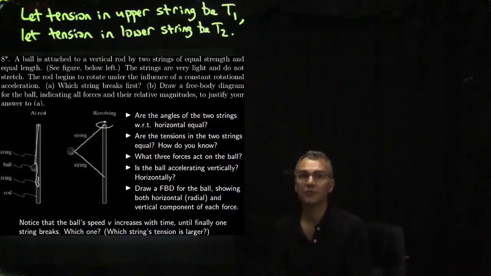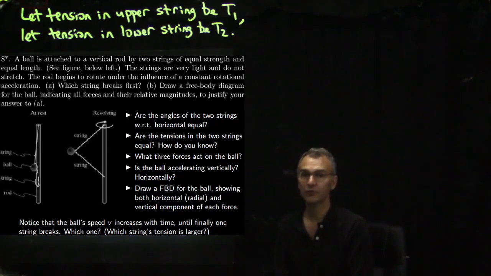A ball is attached to a vertical rod by 2 strings of equal length and equal strength. Equal strength means that the tension at which a string will break is the same. So you want to figure out which one breaks first. The one that reaches the tensile strength of the string first will break first. So you want to know if one string reaches that critical tension before the other.